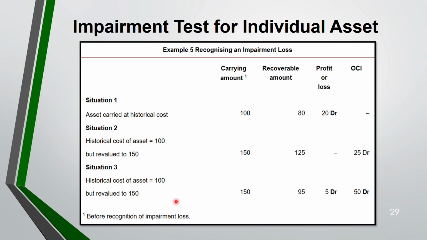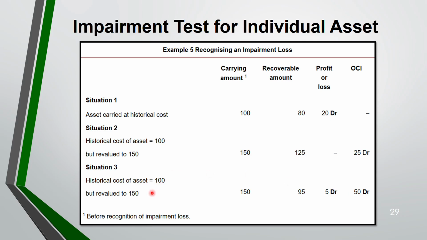Okay, so first we'll take the difference with this. See, if you compare the historical cost with the recoverable amount, historical cost is 100, recoverable amount is 95. The difference is 5. So that 5 will go to P&L and the balance 50 will go to OCI, because that's because of the revaluation. So when that is impaired, only that part will go to OCI.